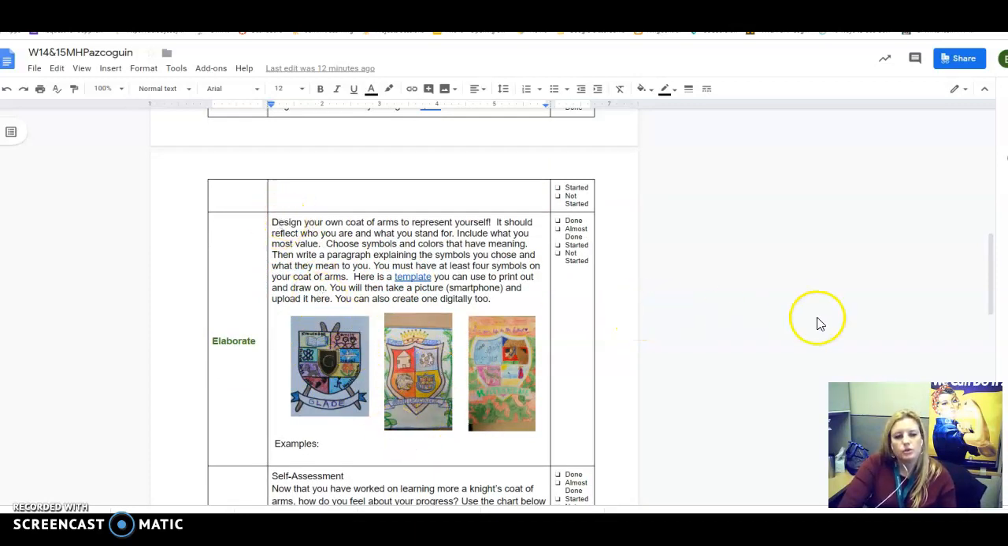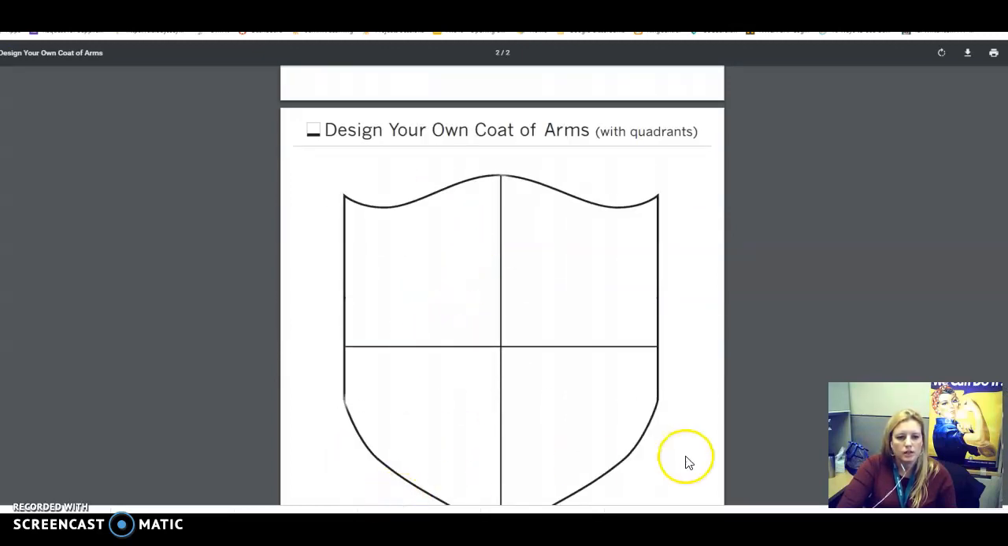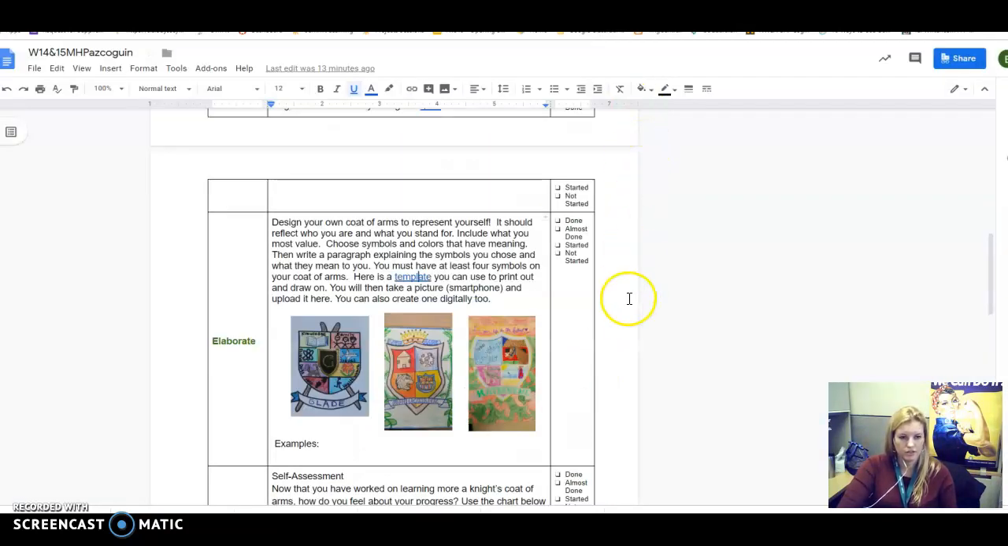It says, design your own coat of arms to represent yourself. It should reflect who you are and what you stand for. Include what you most value, so think about what is most important to you. Choose symbols and colors that have meaning. Then write a paragraph explaining the symbols you chose and what they mean to you. You must have at least 4 symbols on your coat of arms. Here's a template that you can use. You can either do it this way, or cut it into quadrants, which works since you need at least 4 symbols or images.